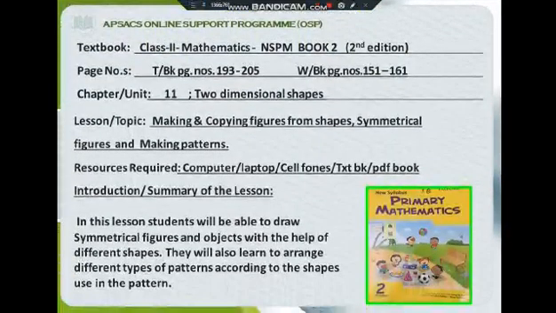I hope everyone has mathematics books. Now we are going to cover page numbers 193 to 205 of the textbook and 151 to 161 of the workbook. Chapter number 11, two-dimensional shapes, and today's topic is making and copying figures from shapes, symmetrical figures and making patterns. Students, the summary of today's lesson is that you will be able to draw symmetrical figures and objects with the help of different shapes, and you will also learn how to arrange different types of patterns, right?